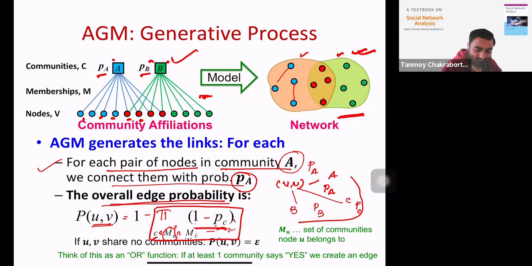This product says that I am not connecting U and V despite the fact that U and V share multiple communities, right? So this is the combined probability that I am not connecting U and V, although they share common communities. What is one minus this entire quantity? It is the probability that these two nodes are connected due to at least one shared community.